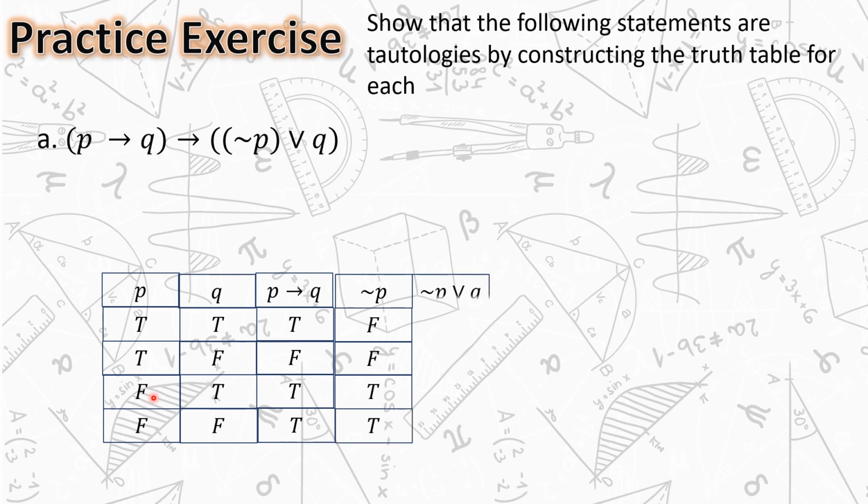Next column, let us have the disjunction not P or Q. Focus our attention on column not P and column Q. This is false when both not P and Q are false. That is in the second row. So, not P or Q is false only in the second row.